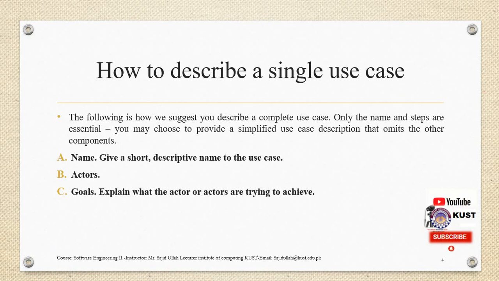Third is goal. Explain what the actor or actors are trying to achieve. For example, in a library system, the goal of checking out a book would be to borrow the book in order to read it. Fourth is preconditions.